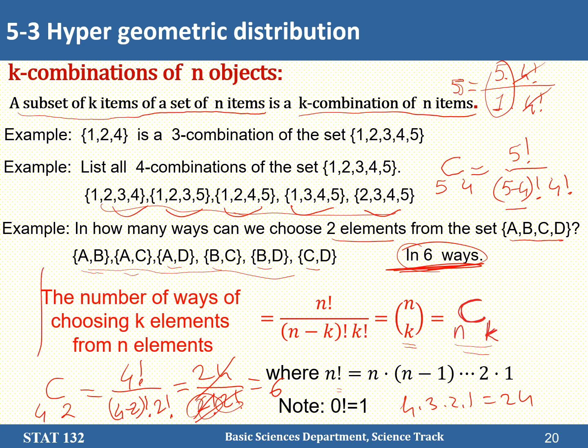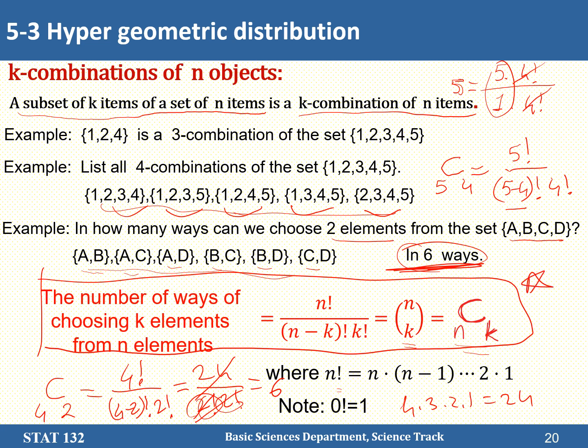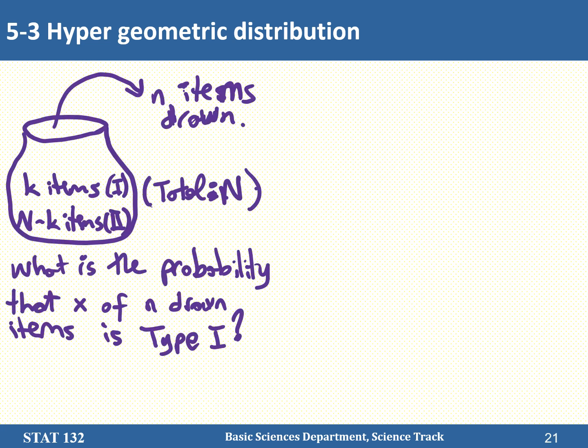So this formula is calculating the number of k combinations of a set that has n elements, or the number of ways of choosing k elements from n elements. Now, before starting hypergeometric distribution, we will try to define its random variable. So its random variable, we can tell it in this example here.